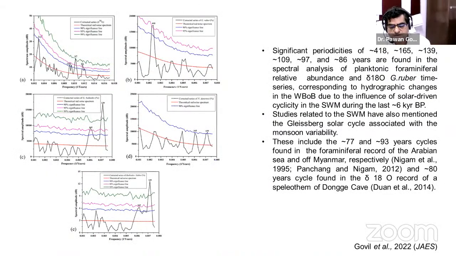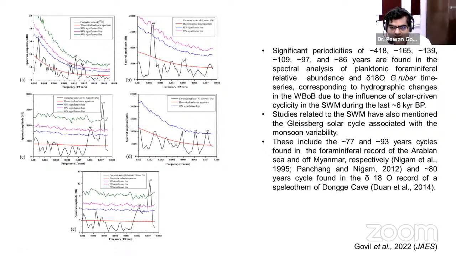In the Western Bay of Bengal, this is from my record, we have 418, 165, 139, 109, 97, and 86 years periodicity. The 97 and 86 year periodicities include the 77 and 93 years cycles found in foraminifera records of the Arabian Sea and of Myanmar respectively, as given in their papers, Lagameter 1995, Panchang 2012, and the 80 years cycle found in the delta 18 record of the Tibetan Plateau, Yuan 2014.